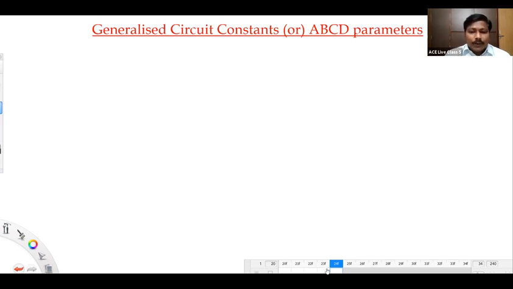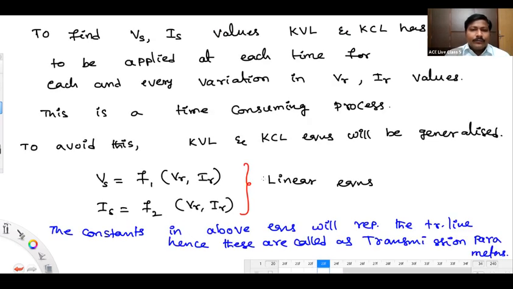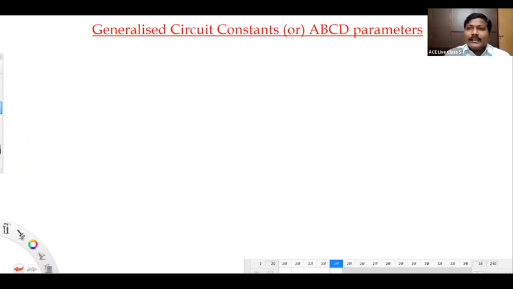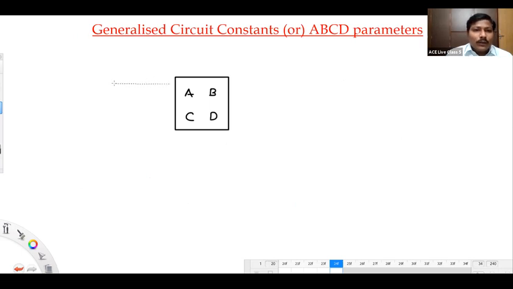From this point onwards, whatever the transmission line you have, whether it is a pi, T, or long line model, whatever the model between the sending end and receiving end, it is going to be represented simply as a two-port network. Like this, we are going to represent the transmission line in a two-port network model.